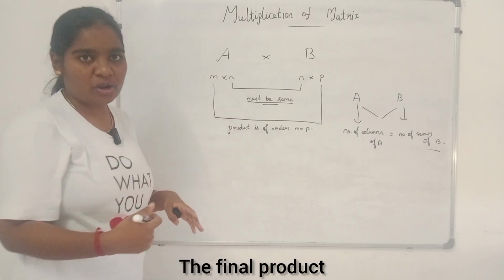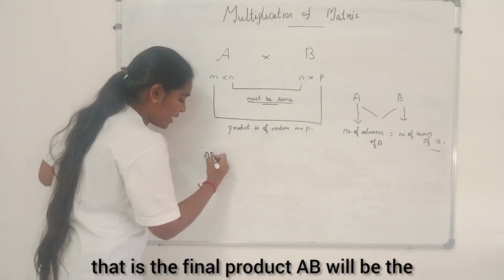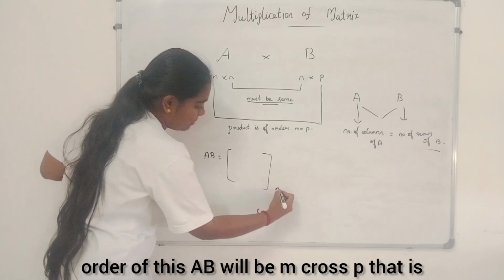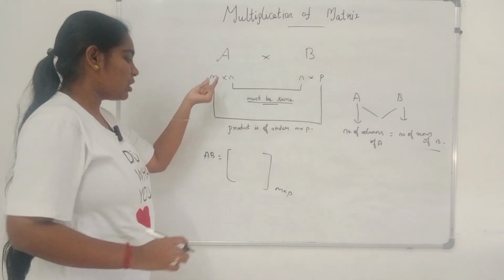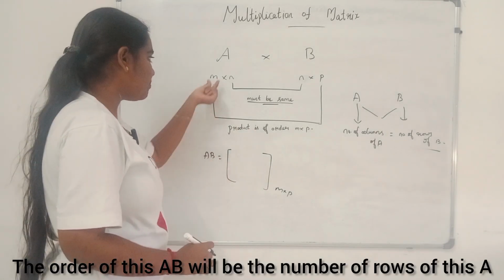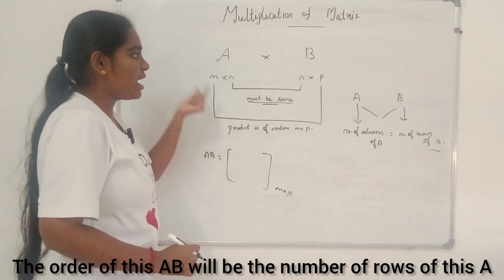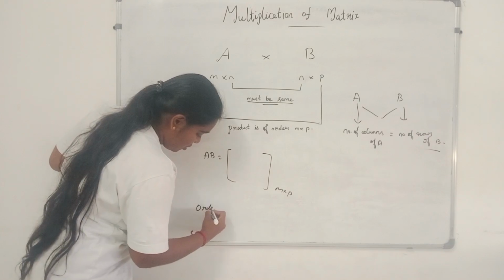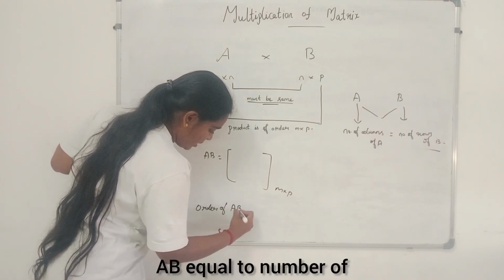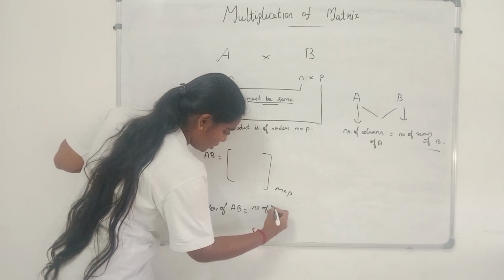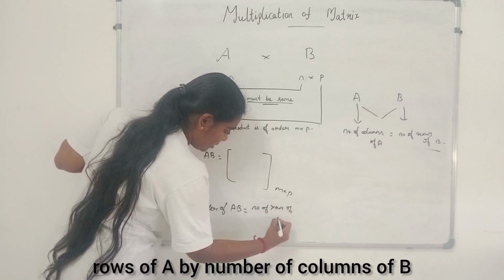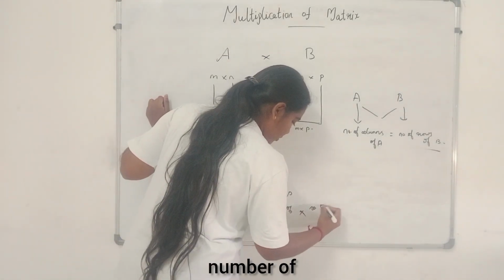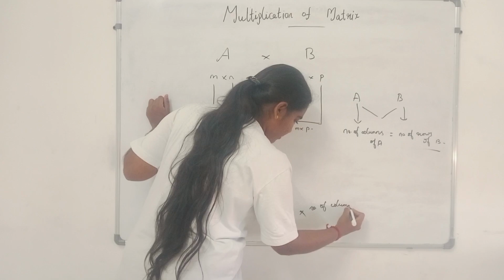Okay, the final product AB, the order of this AB will be m cross p. That is, the order of AB will be the number of rows of A and the number of columns of B. So, the order of AB equals the number of rows of A by the number of columns of B.